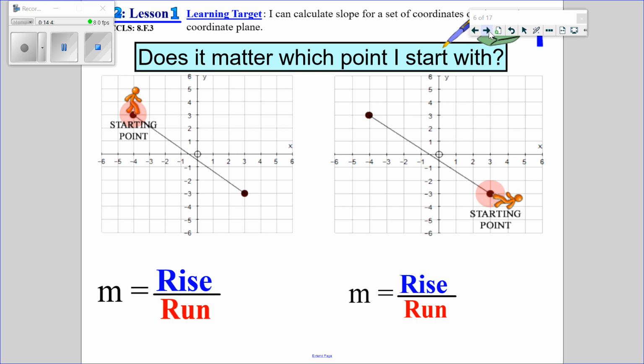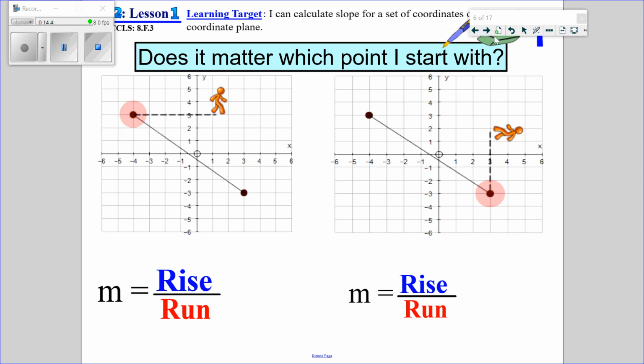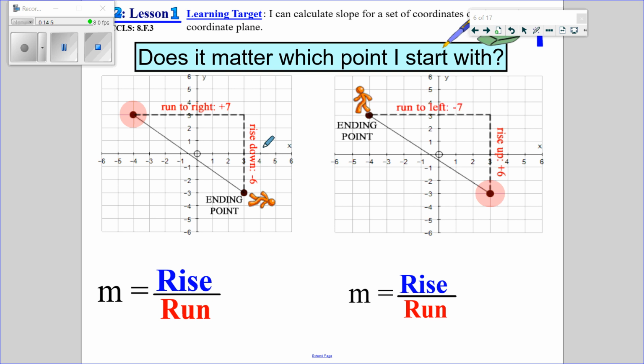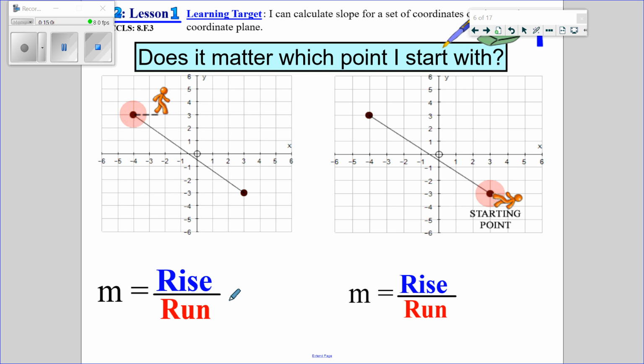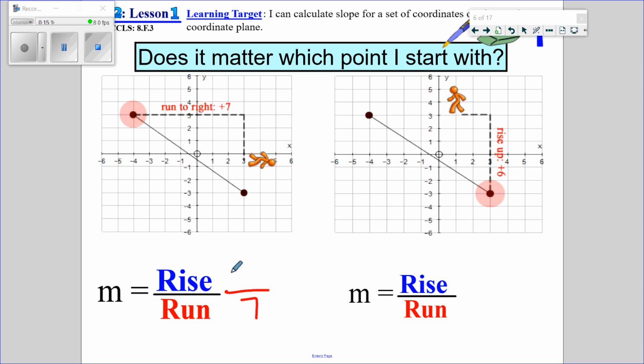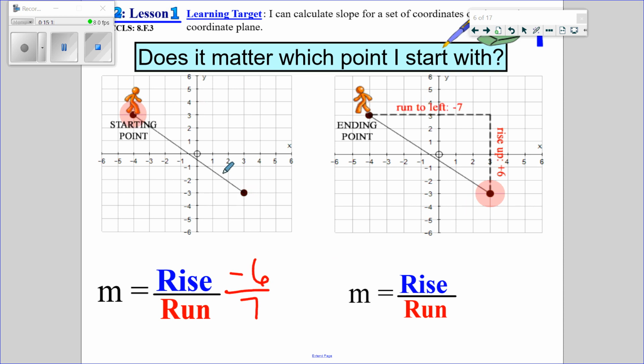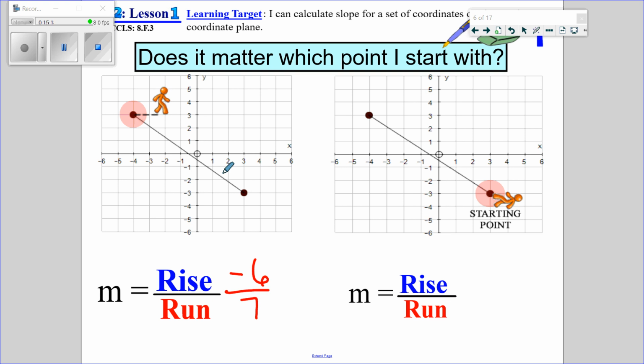So we look at this, does it matter which point I start with? If I look at the first picture on the left, you see the person running to the right, and then he's going down 6. So my run, because it goes from left to right, was 7 to the right, and down, my rise, he went down 6, so -6. I know it's a negative slope because from left to right, the line is going downward.